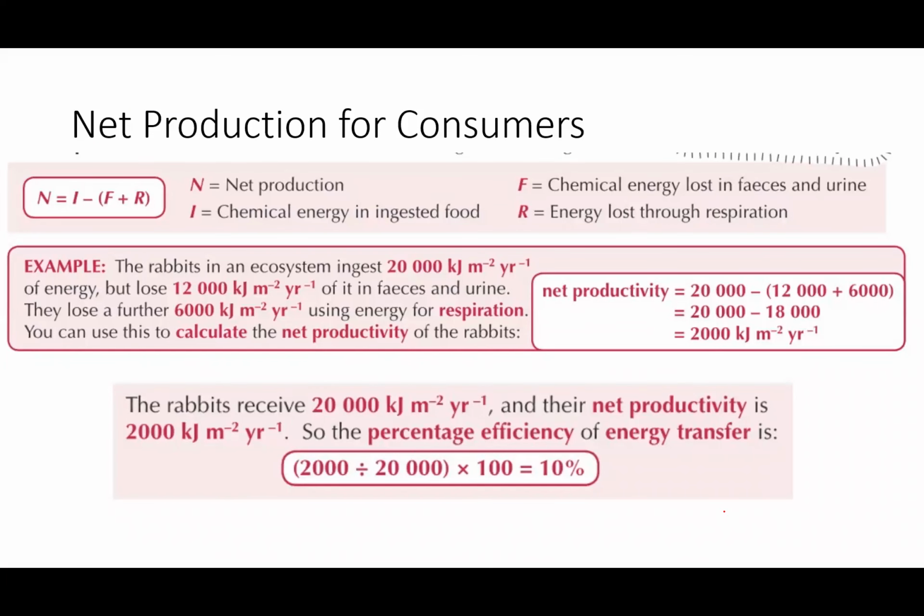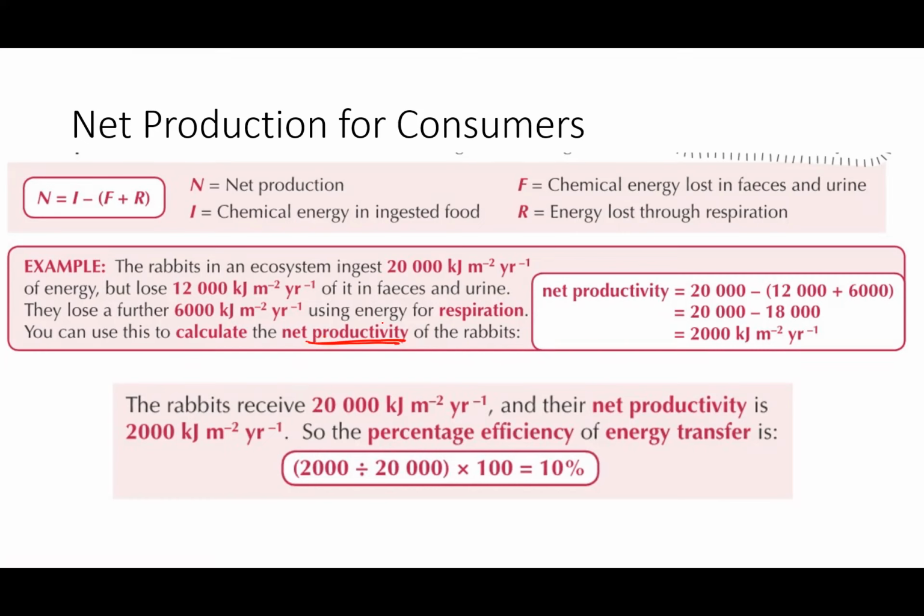So here's an example. The rabbits in an ecosystem ingest 20,000 kilojoules per meter squared per year of energy, but they lose 12,000 kilojoules per meter squared per year of it in feces and in urine. They lose a further 6,000 kilojoules per meter squared per year using energy for respiration. And you can use this information to calculate the net productivity. Remember, because we're talking about it as a rate.